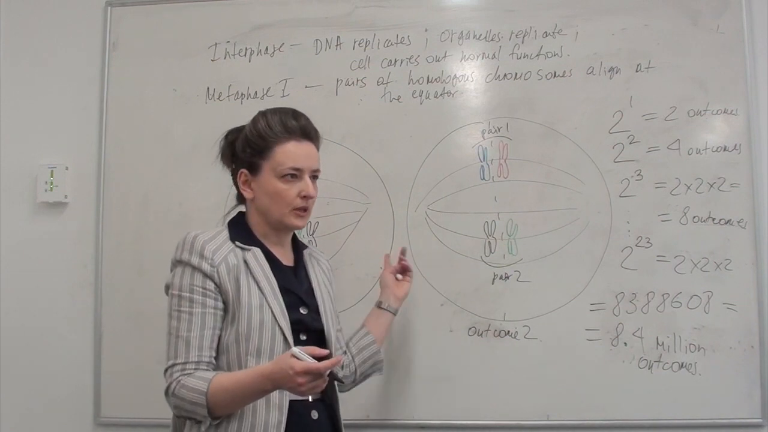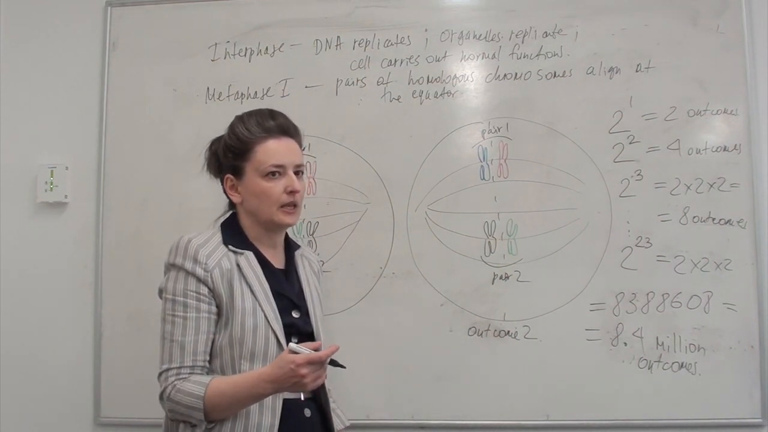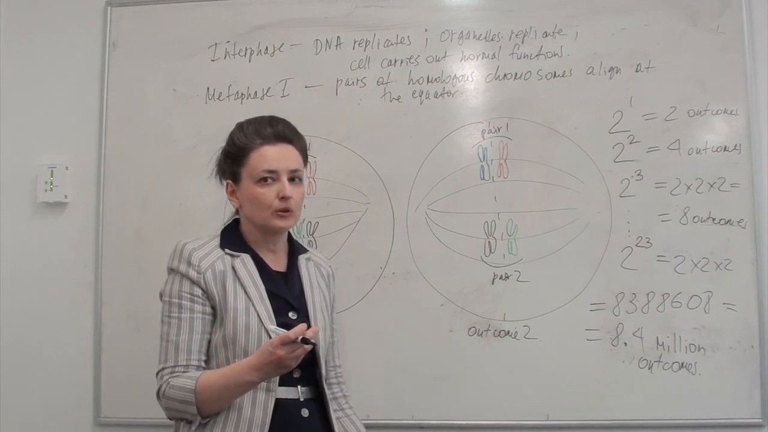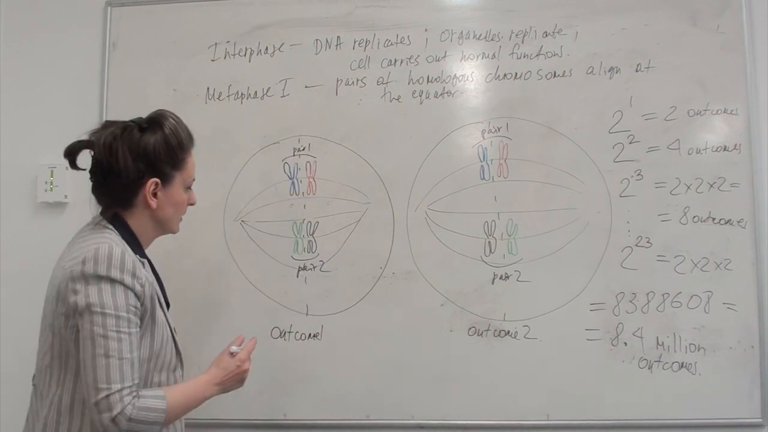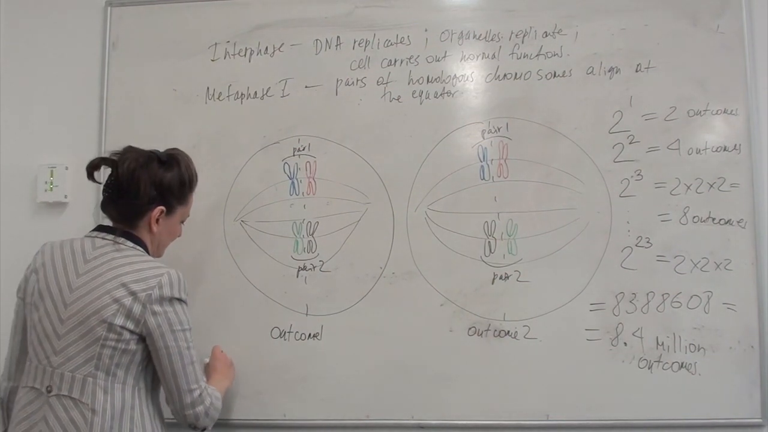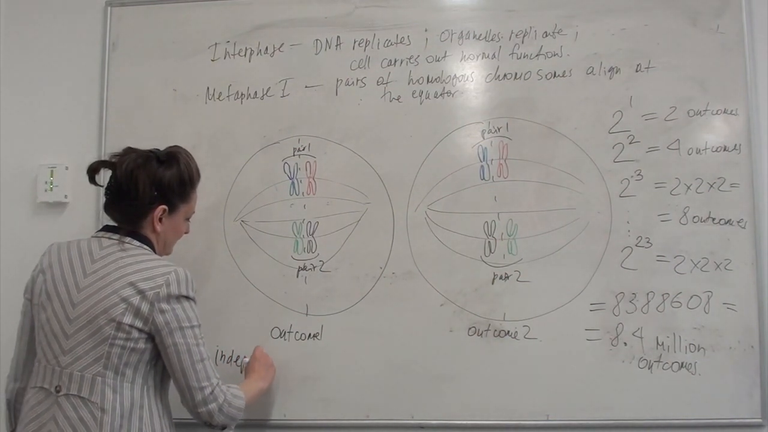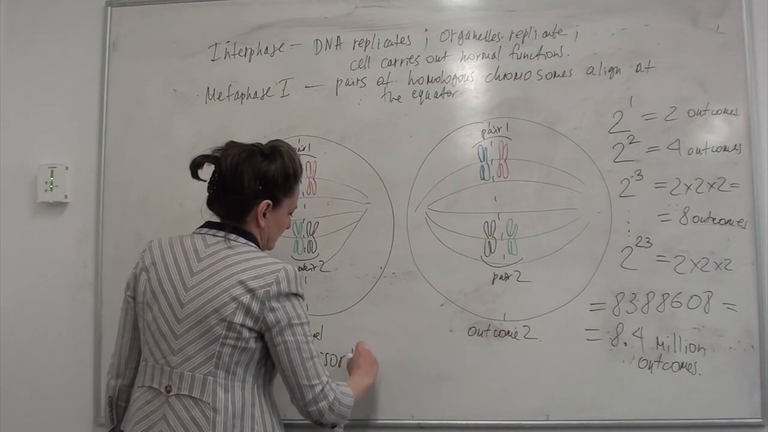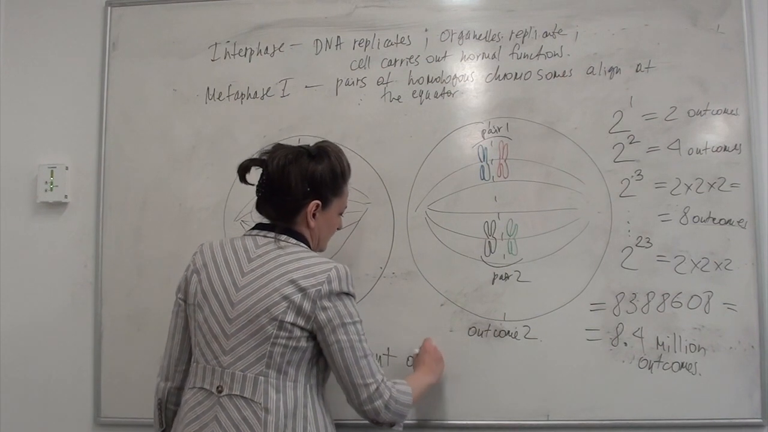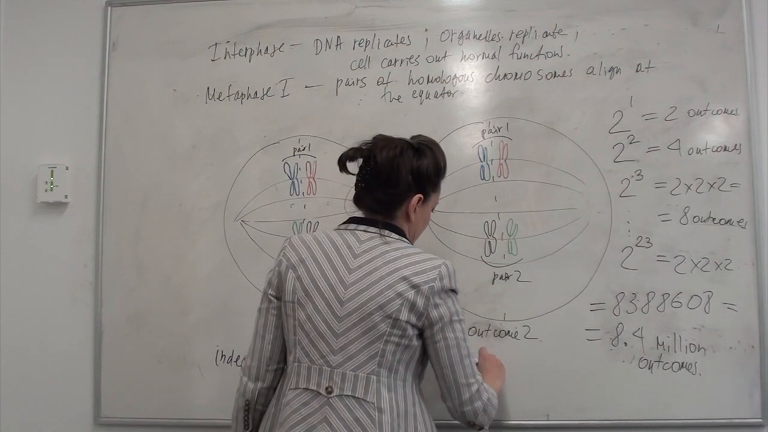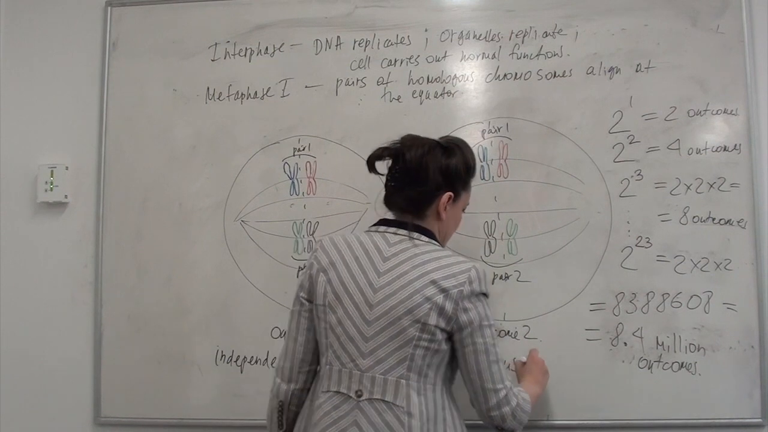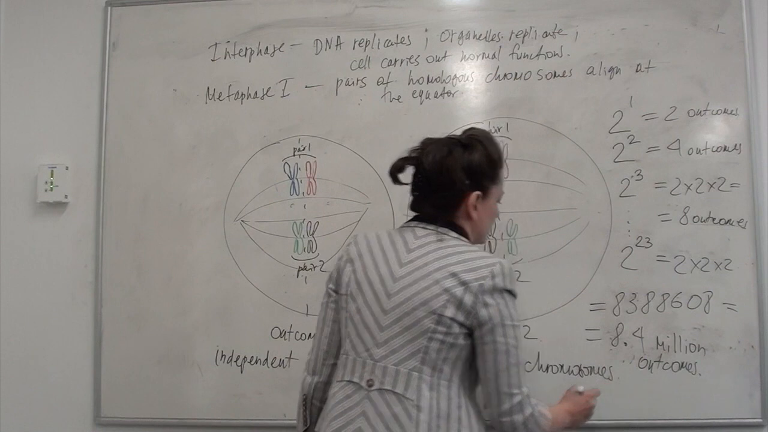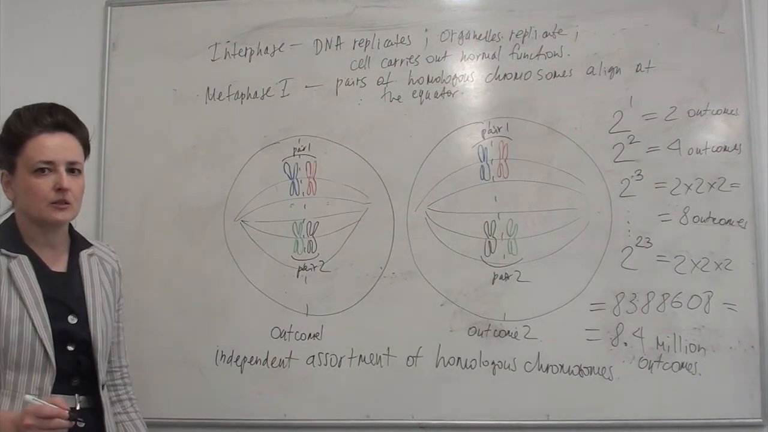So this process, what I've drawn here, it's got a bit of a convoluted name. It's known as independent assortment of homologous chromosomes. Can you write it down? So this is known as independent assortment.